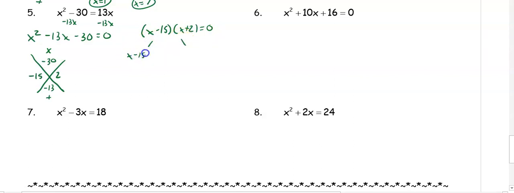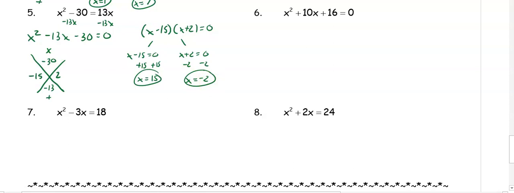So we get x minus 15 is equal to 0 and x plus 2 is equal to 0. So x equals 15 when we add 15 to both sides. And when we subtract 2 from both sides, x equals negative 2.